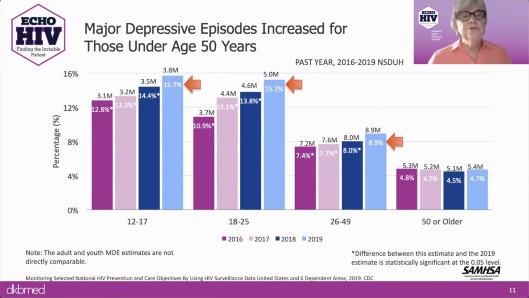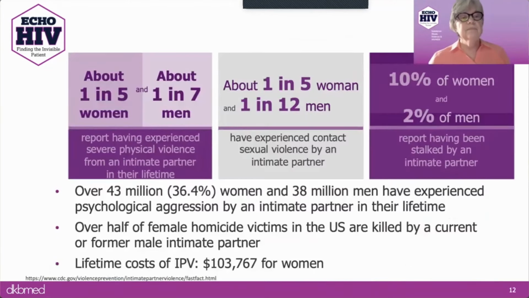This is data also from SAMHSA looking at major depressive episodes over time from 2016 to 2019. And you can see that there has been significant increases, particularly though for those under the age of 50 over this time period. And in terms of violence, about 1 in 5 women report having experienced severe physical violence from an intimate partner in their lifetime, and about the same proportion have experienced sexual violence by an intimate partner.